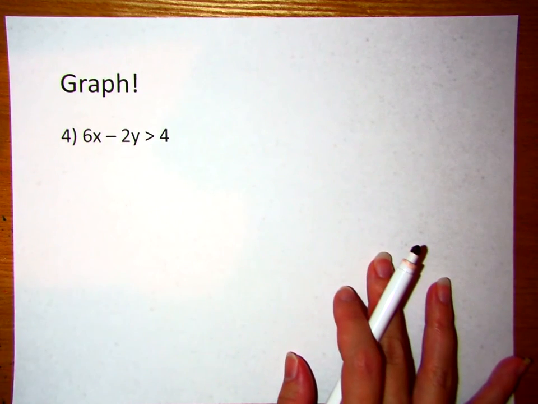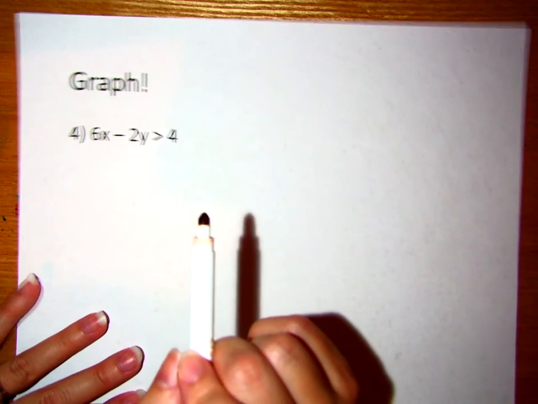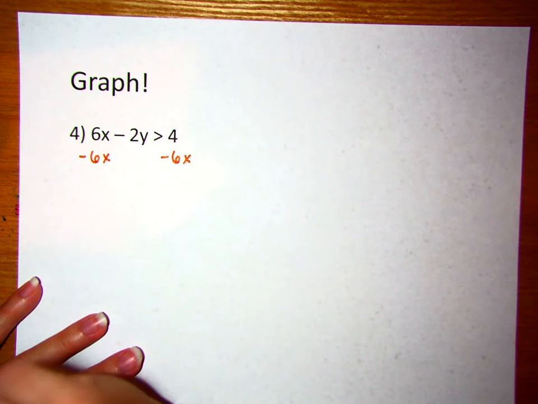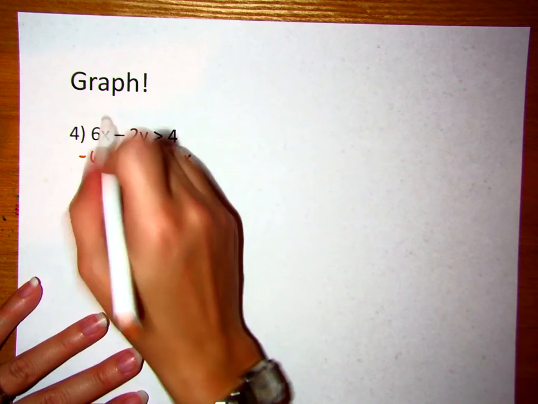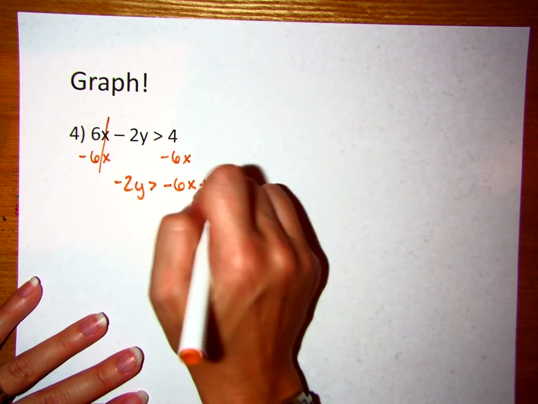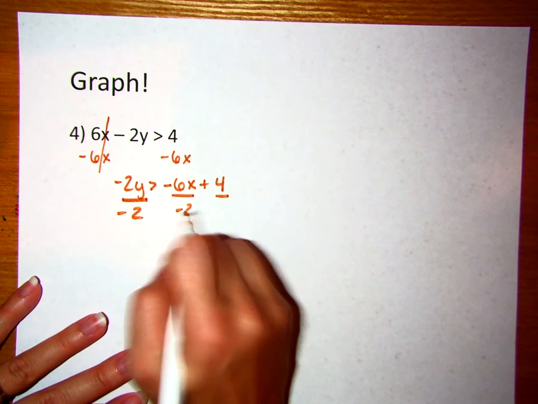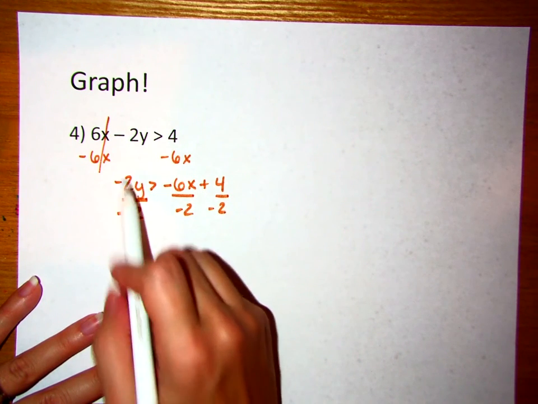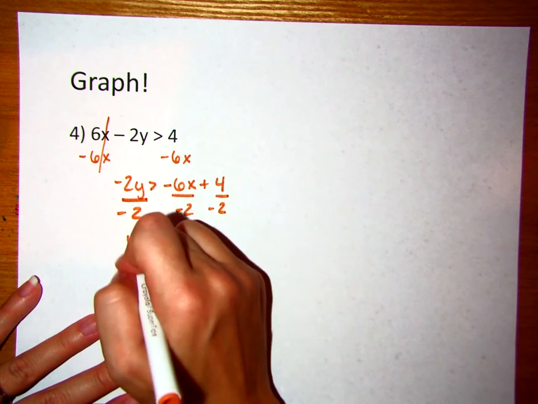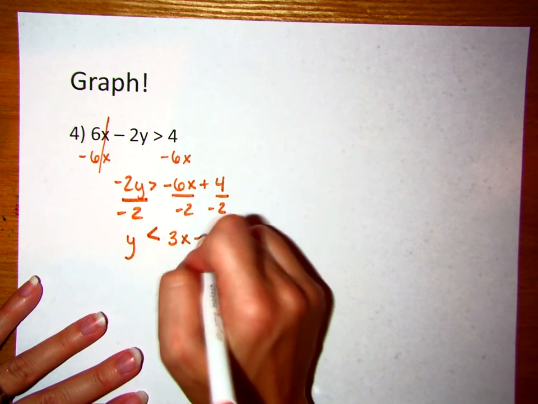Finally, sometimes our inequalities look like they're in standard form. That means we need to solve for y first. We're going to move that 6x by subtracting 6x from both sides. That will cancel, and -2y will be greater than -6x + 4. Then we divide every single term by -2, but there's a catch. Anytime you multiply or divide by a negative number, it flips your inequality symbol. So now y is less than 3x, and that makes it -2.